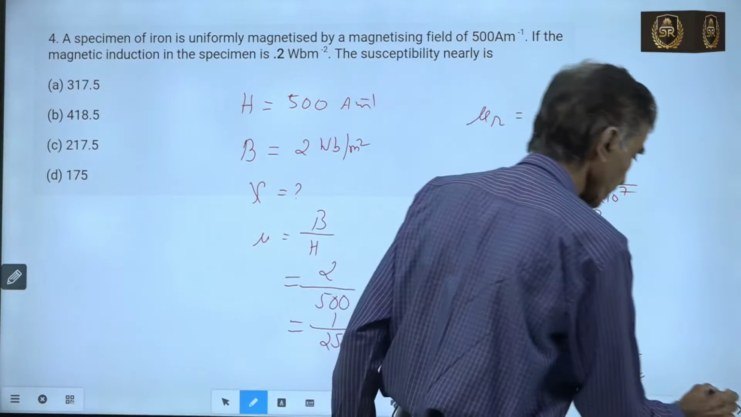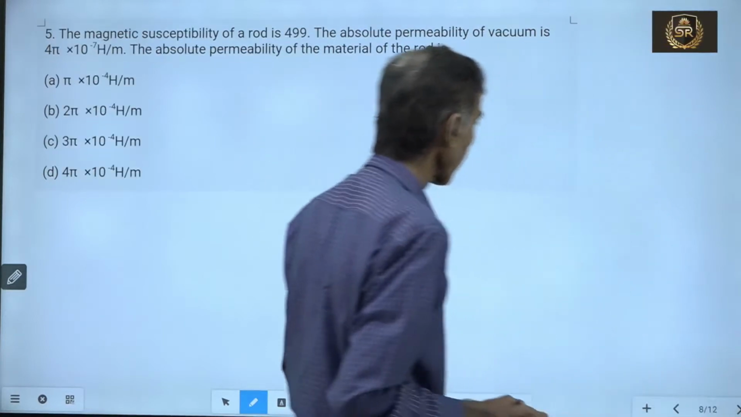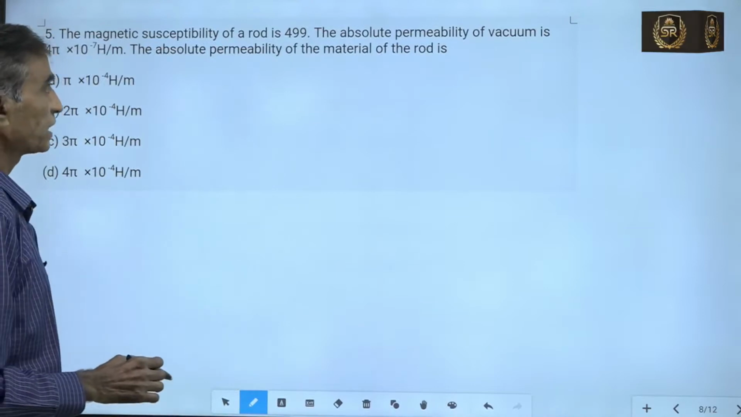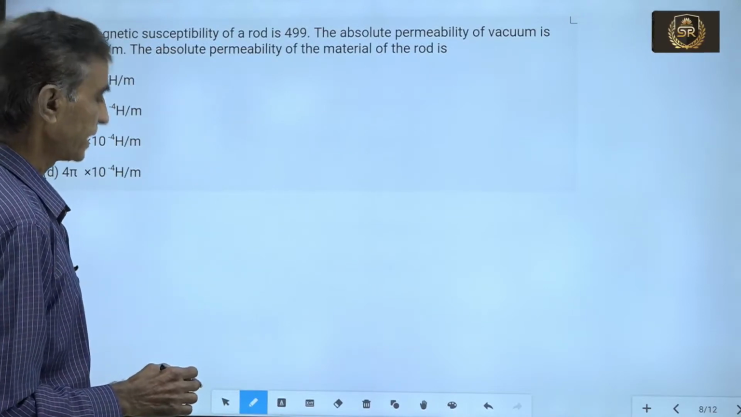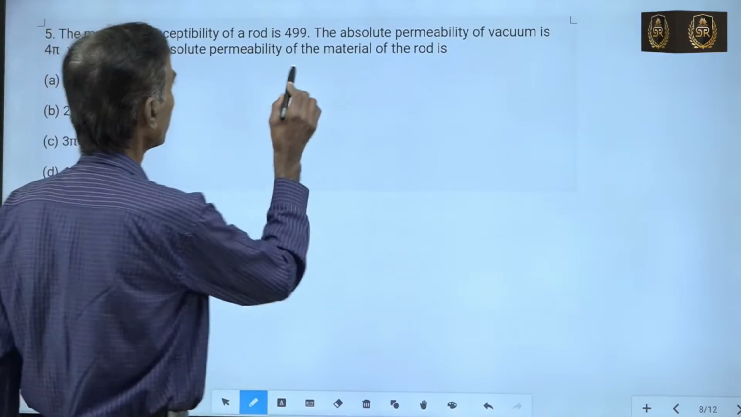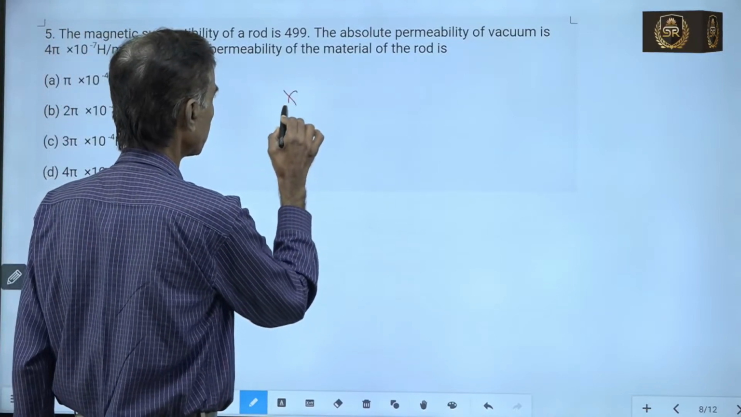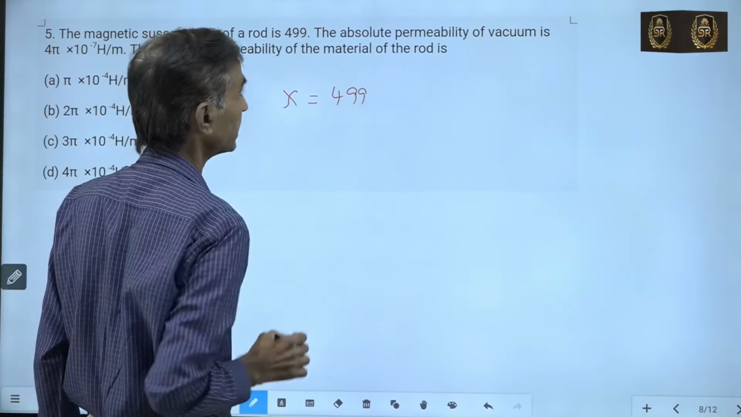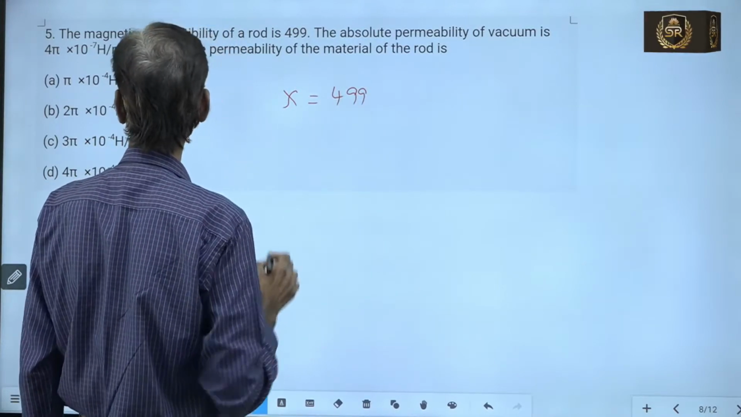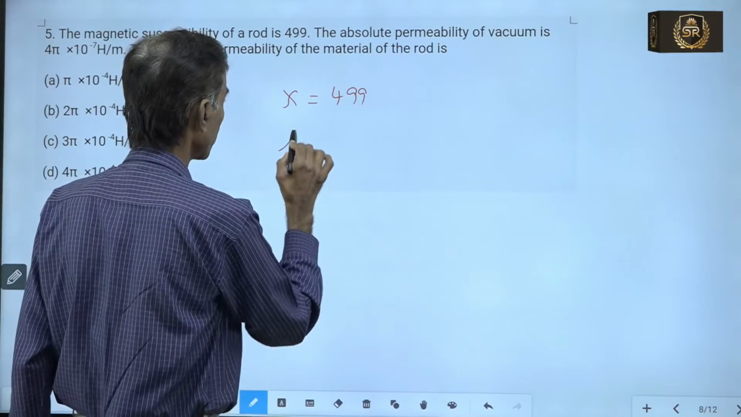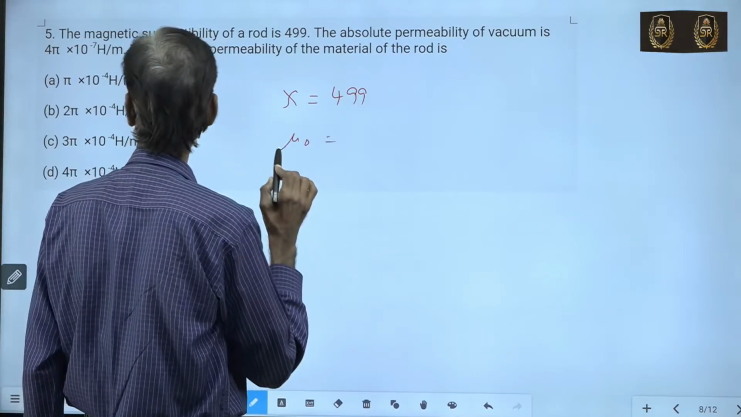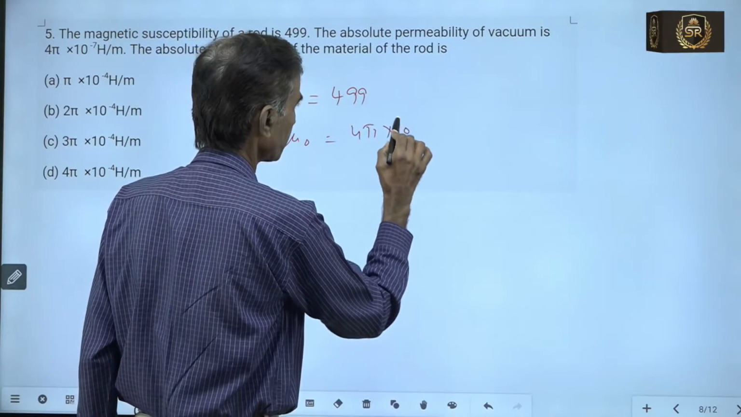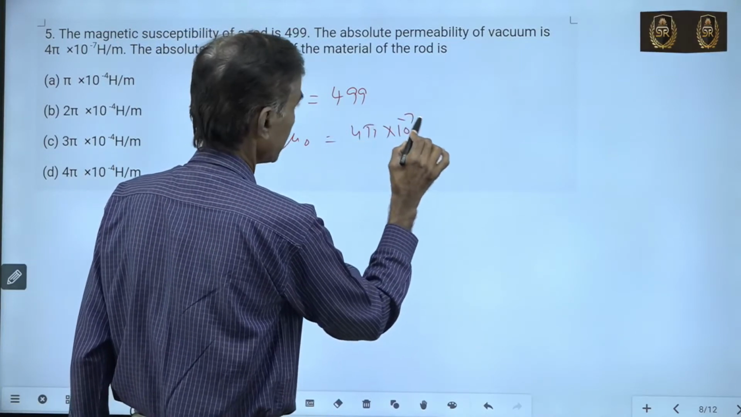So, next one, go to the next problem. See the next problem here. The magnetic susceptibility of a rod is 499. Note down first. Magnetic susceptibility Xi equal to 499. Absolute permeability is given, mu naught is given as 4 pi into 10 power minus 7 Henry per meter.